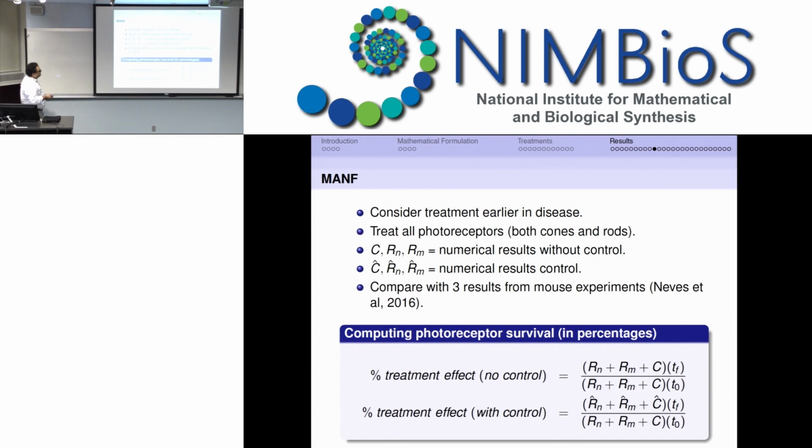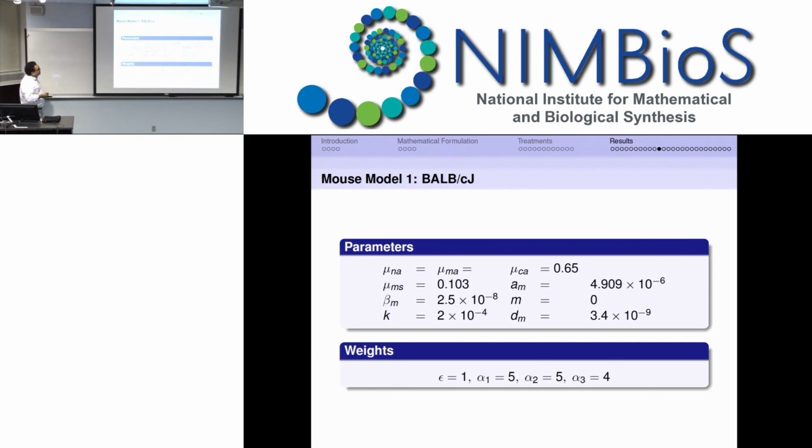Okay, to compute the survival rate, this time we used this formula, and we compared our numerical results to their experimental results. What they observed is that there was rescue in both cases, with or without treatment, and they provided a range of values for this. Using the information I showed you, we also see if we could reproduce the same survival rate for the photoreceptors. The difference between the three models, by the way, consisted of the intensity of the light that the mice were subjected to, which created stress in the eye and led to a higher rate of apoptosis.